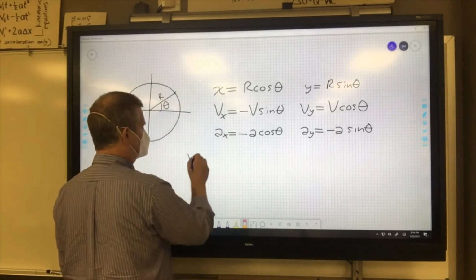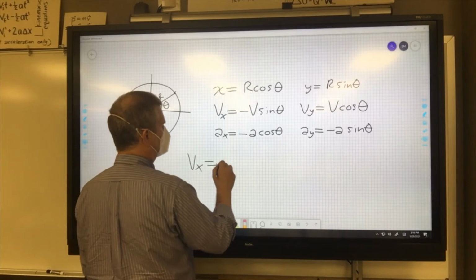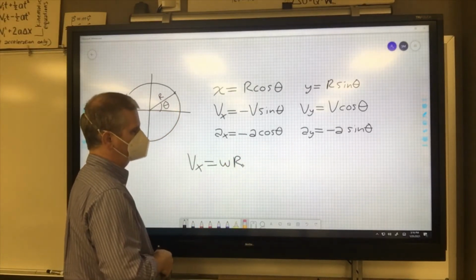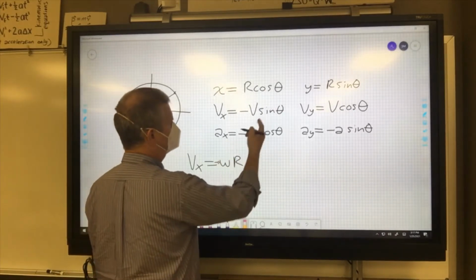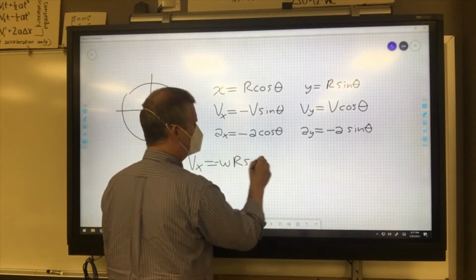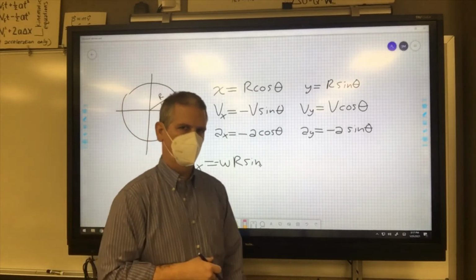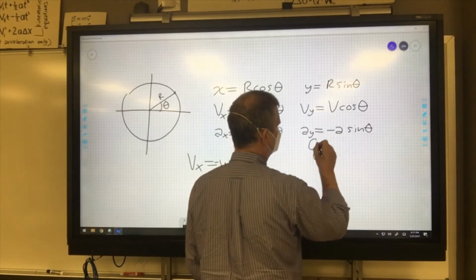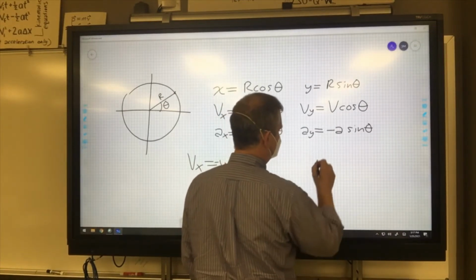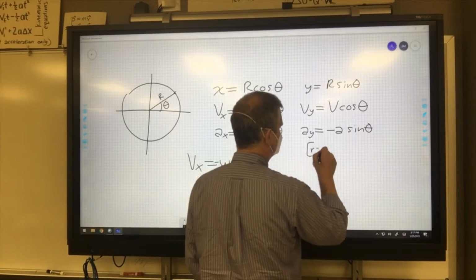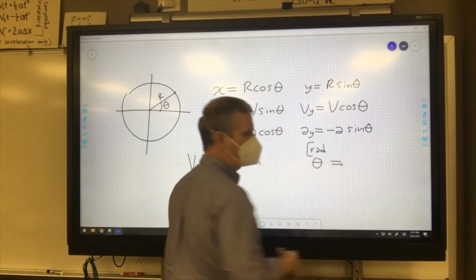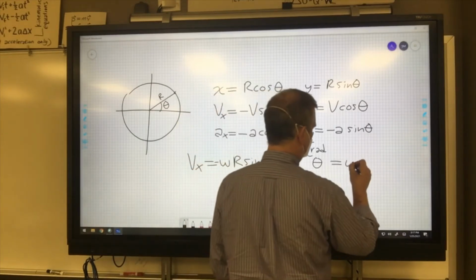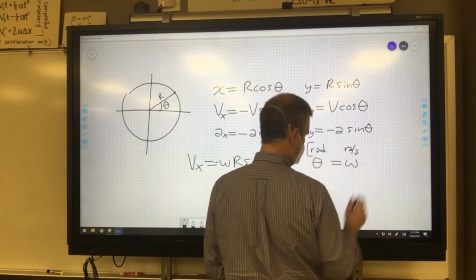So we get that our velocity equals omega times R. That would mean that we put the negative in and we would have sine, but instead of theta, what goes in for theta? Well, theta has the units of radians. So here's theta, which is in radians, and we want to have something that has seconds. You remember radians per second, omega, which is in radians per second.